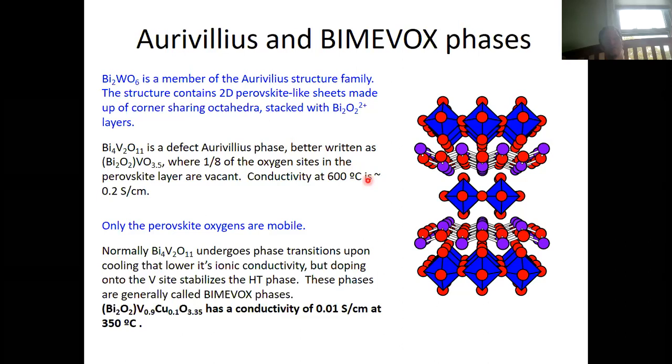So at 600 degrees Celsius, the conductivity is already 0.2 Siemens per centimeter. It's quite high oxide ion conductivity at that low temperature. So also this structure can be stabilized at lower temperature by doping, and that doping then also further increases the ion conductivities. For instance, one can substitute some of the vanadium by copper. So here, 10% of the vanadium is substituted by copper. That stabilizes the phase further at lower temperature, and then also the conductivity increases further to 0.01 Siemens per centimeter at 350 degrees Celsius.